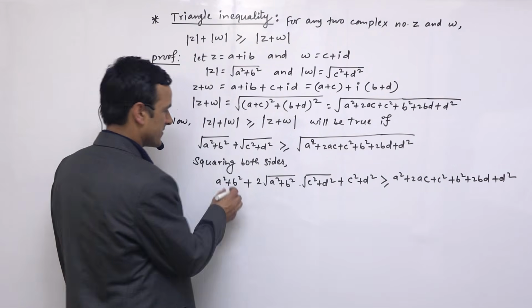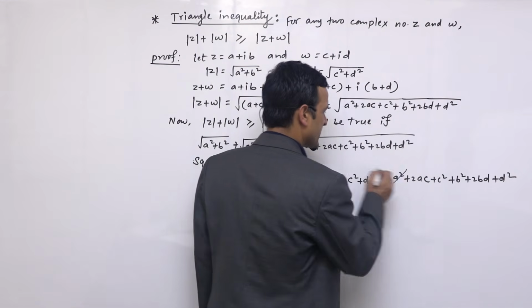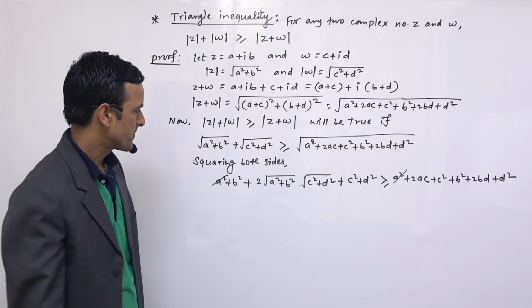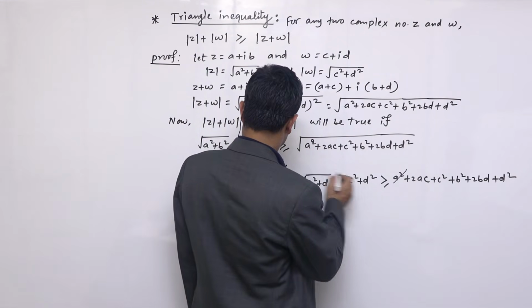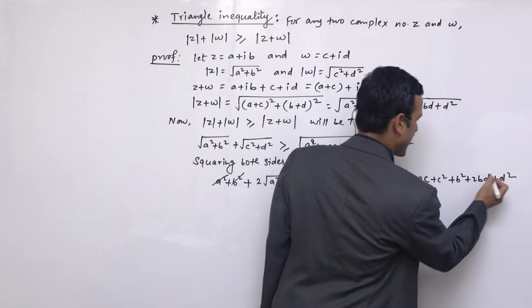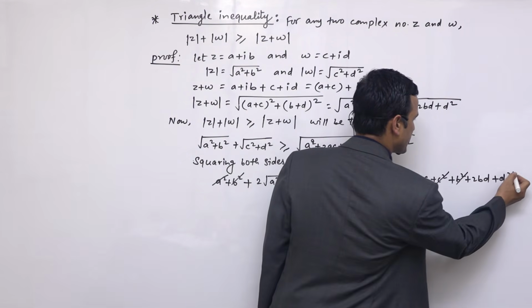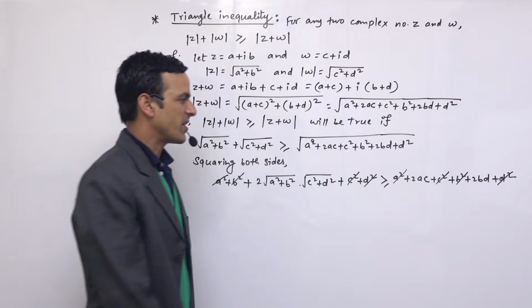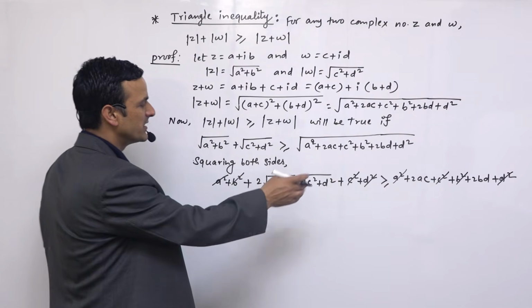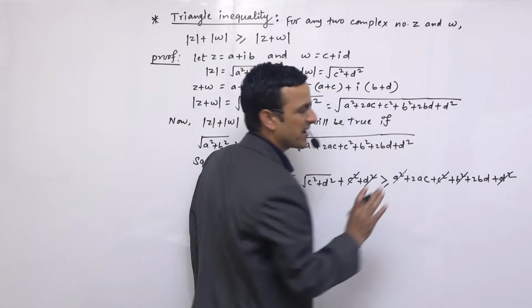Now we can cancel this a square and a square. Similarly, b square and b square, and c square d square, c square d square. In this way, we can cancel the same term on LHS and RHS.